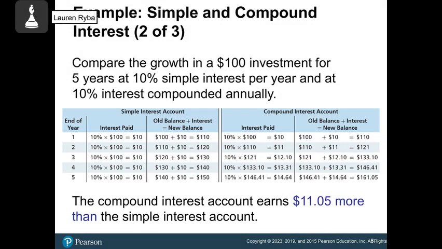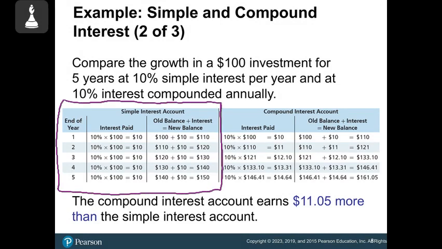All right, so on the left-hand side here, this table on the left-hand side is the simple interest. Simple interest is going to calculate the 10% on the initial investment, which was $100. So you will see here that every single time you do this, 10% of 100 is $10. So you'll earn $10 here, $10 the next year, $10 the third year, $10 the fourth year, $10 the fifth year. You will end with $150 if you use simple interest.